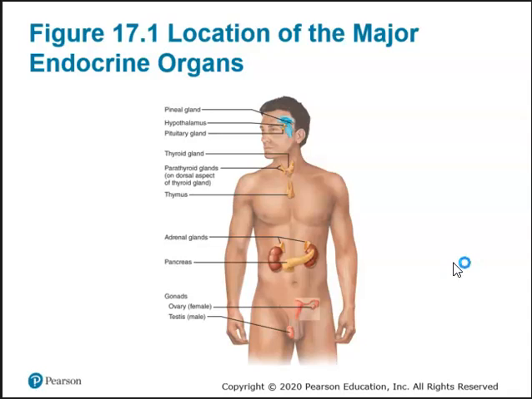This is an anterior view of the body, which will show the pineal gland located in the brain, as well as the hypothalamus and pituitary glands. These three glands are located in the brain, and we'll learn more about them when we get to the nervous system. We'll be able to locate them. The thyroid gland is located in the anterior neck, along with the parathyroid glands that are posterior to it, located on the dorsal aspect of the thyroid gland.